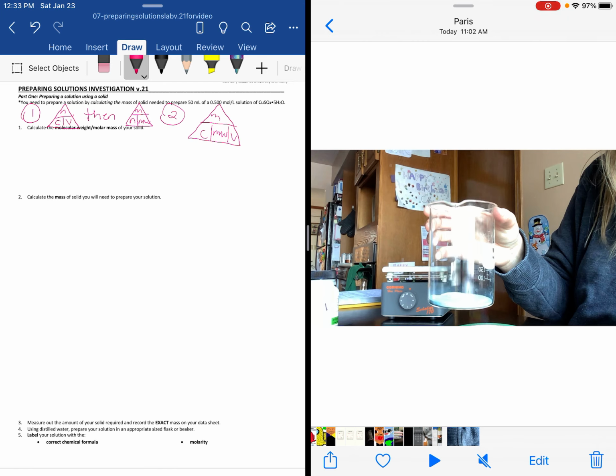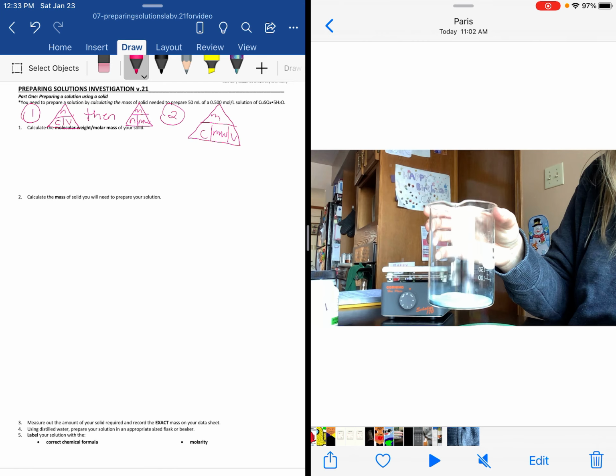Okay, so when I do the calculations, I'm going to show you both ways, both triangles here, to do this. It doesn't really matter which one you pick. So when you're making a solution, if you're starting with a solid, the scale measures grams, we need grams, but also we need to take into account the molar mass or molecular weight, and we have to look at what concentration we want our solution to be.